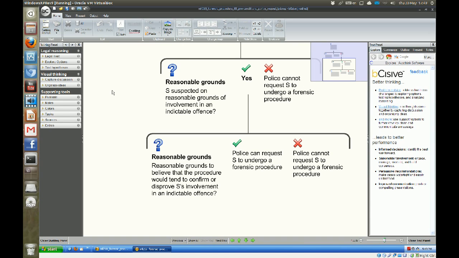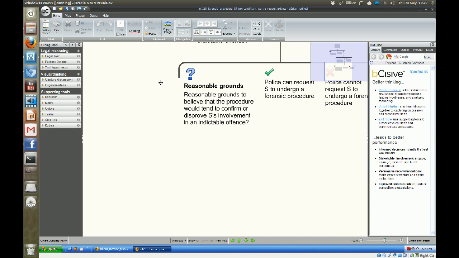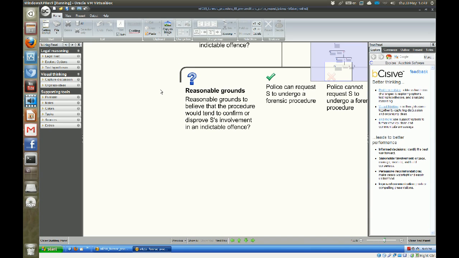And what constitutes reasonable grounds? Firstly, that the suspect is suspected on reasonable grounds of an involvement in an indictable offence. And secondly, it's a two-part test. Secondly, that the police have reasonable grounds to believe that the procedure would tend to confirm or disprove the suspect's involvement in an indictable offence.